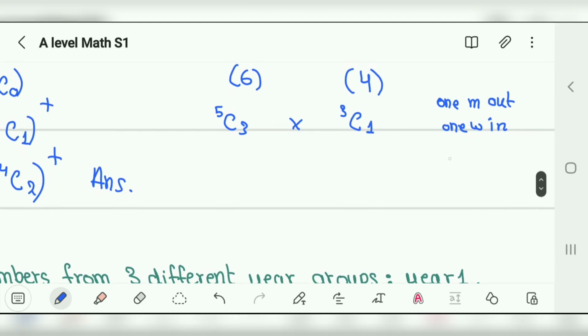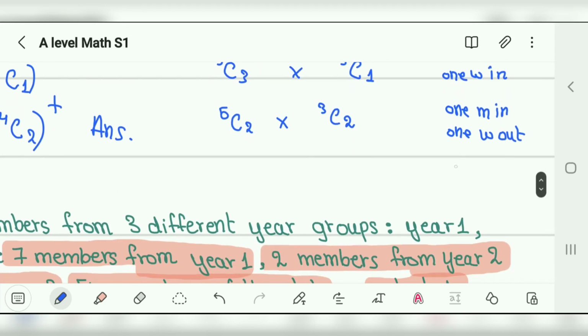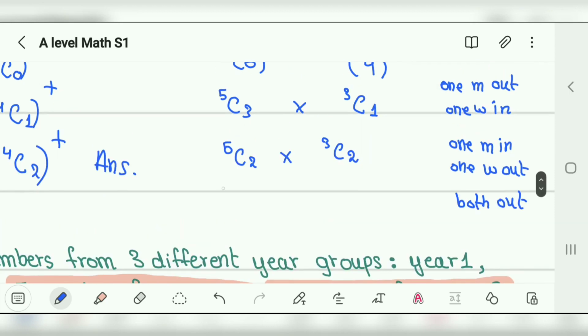Okay, then it could be one man in, one woman out. If one man is already in, then 5C2, since one is already selected, and one woman is already out, so it's going to be 3C2. Okay, because one man is in when one woman is out. And the last part, both out, so it's going to be 5C3, and it's going to be 3C2.